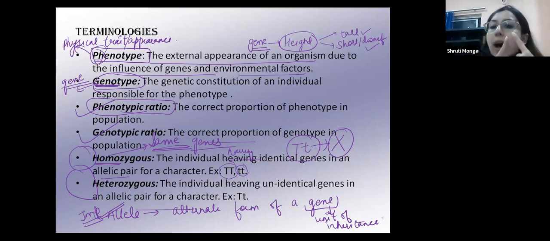So that is why a gene can have two different forms. One received from mother, another received from father. So that is why the definition of allele is alternate form of a gene. Whatever the genes that there are in an organism, that gene exists in two different forms, and those two different forms are known as alleles.